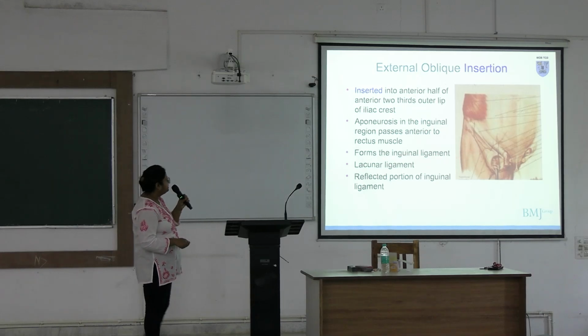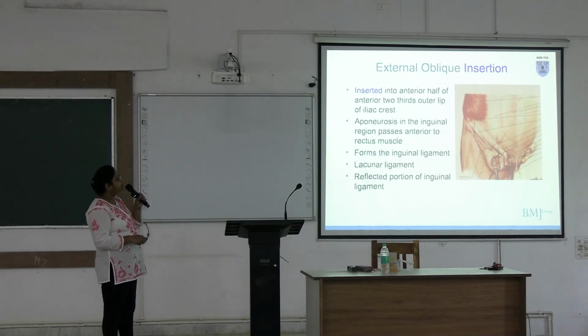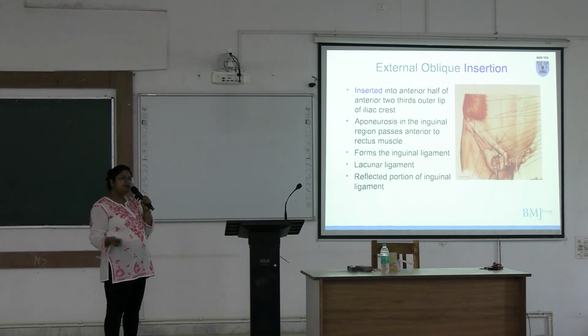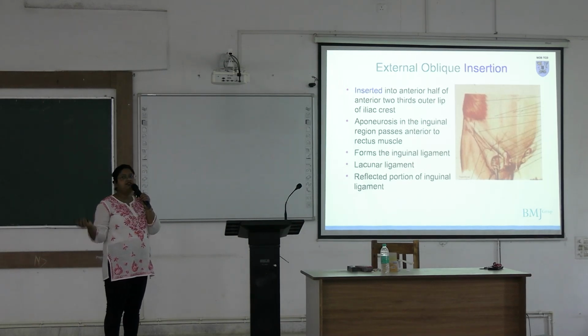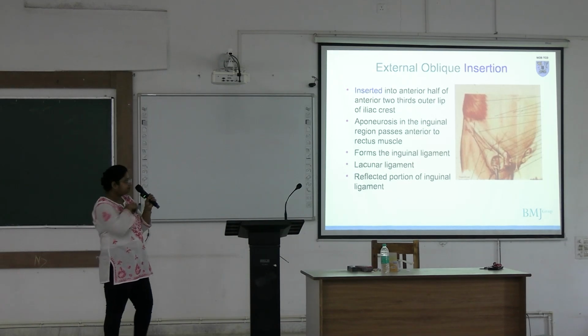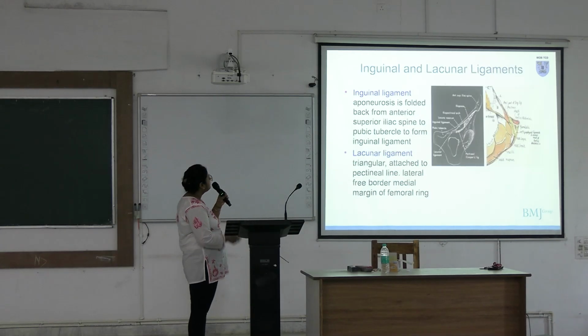Okay, and this ligament, also lacunar ligament and reflected part of inguinal ligament, these are extensions from the inguinal ligament. Okay, these are modifications of aponeurosis of external oblique. Okay, all these ligaments are asked in your viva and theory.